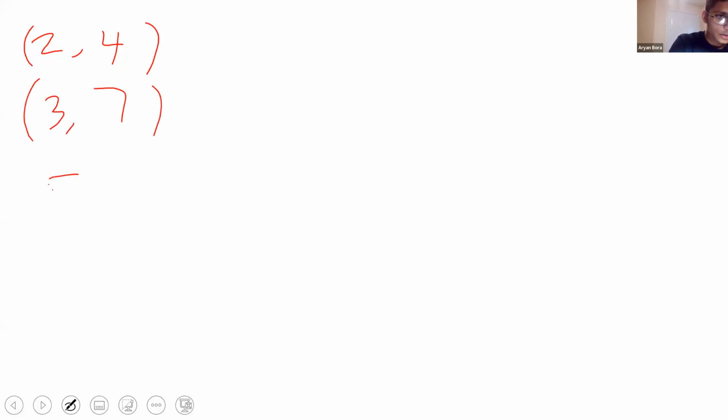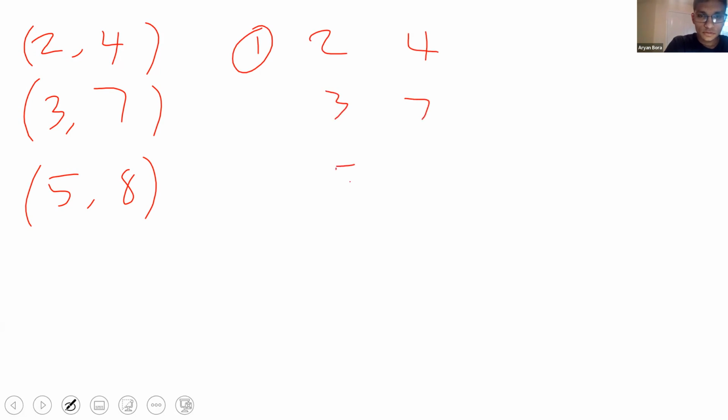So, the Shoelace formula. Let's say we want to find the area of a triangle with points 2, 4, 3, 7, and 5, 8. A pretty thin triangle. What Shoelace says we should do first is write out these points, and then at the end, rewrite the first point. If you are doing this for any polygon, you need to write the points in clockwise or counterclockwise order, or else it won't work.